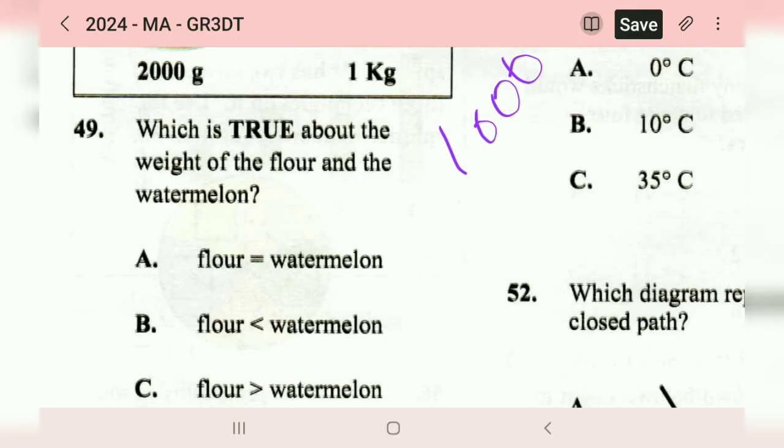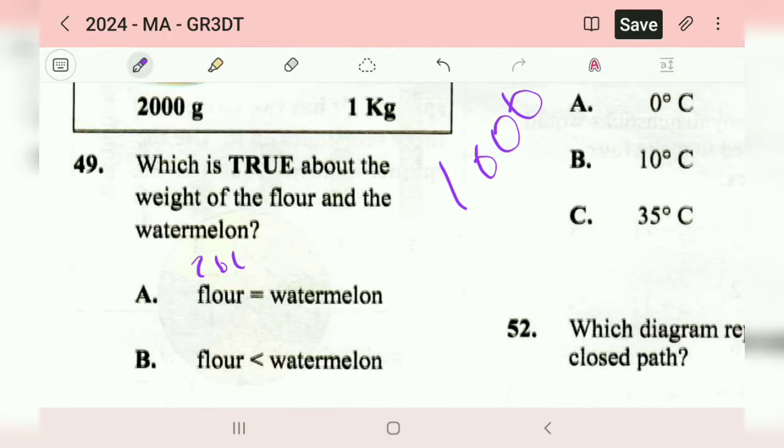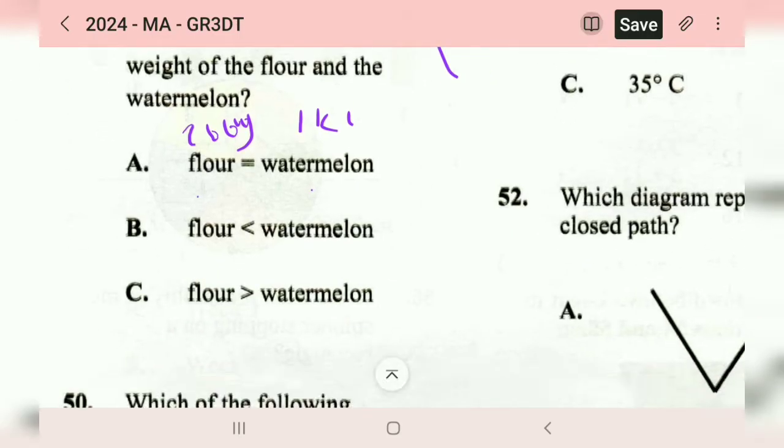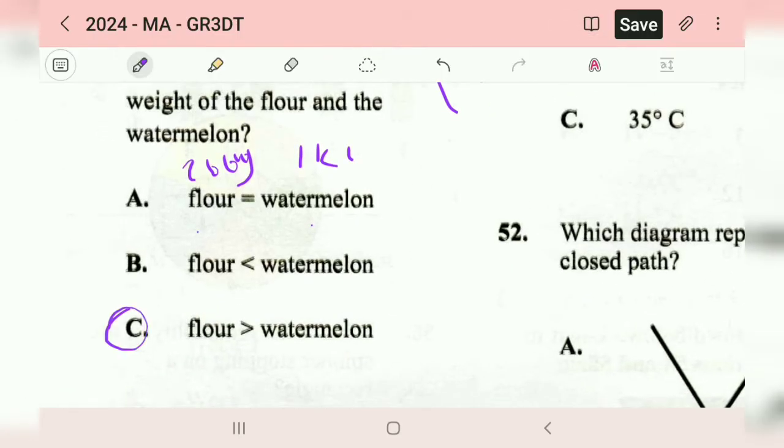So it says flour is equal to watermelon. So it's saying 2,000 grams is equal to 1 kg. That's not the case. Flour is less than watermelon? Because 2,000 is not less than 1,000. B says flour is greater, which is true. 2,000 is more than 1,000.